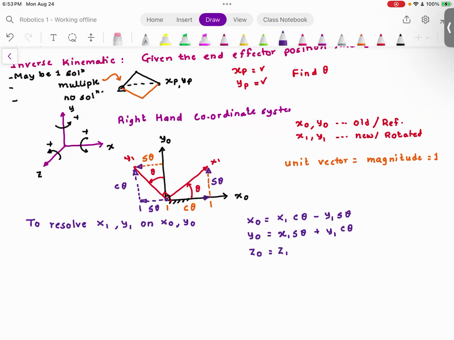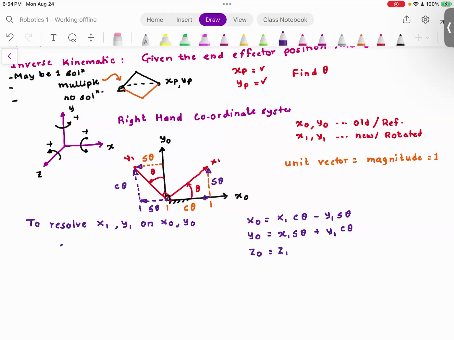So think about it. This guy is x1. Projection of x1 onto x0 is x1 cosine theta. Projection of y1 onto x0 is y1 sine theta, in the negative direction. Projection of x1 onto y0 is x1 sine theta. Projection of y1 onto y0 is y1 cosine theta. I'm just writing this for reference because now I want to express these equations in matrix form. How do I write these equations in matrix form?